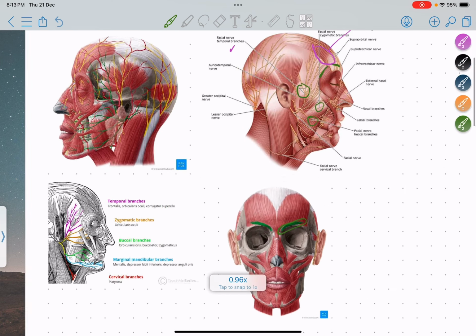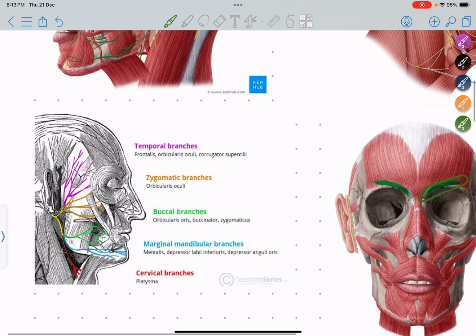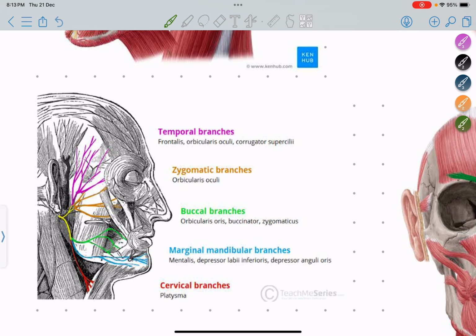And yeah, that was it for today. But before ending, here's a picture showing the five motor branches of the facial nerve and the muscles they supply.